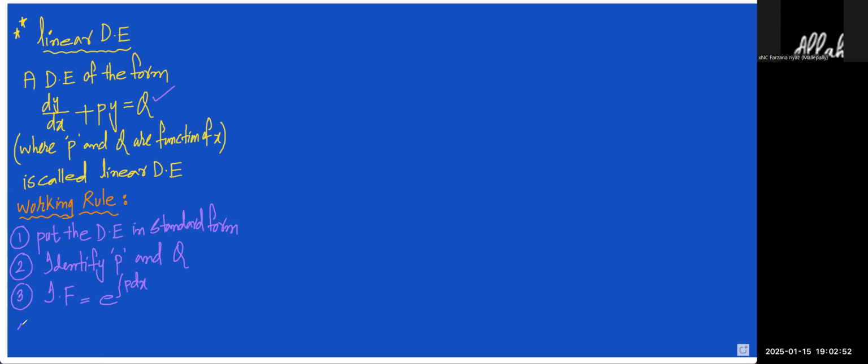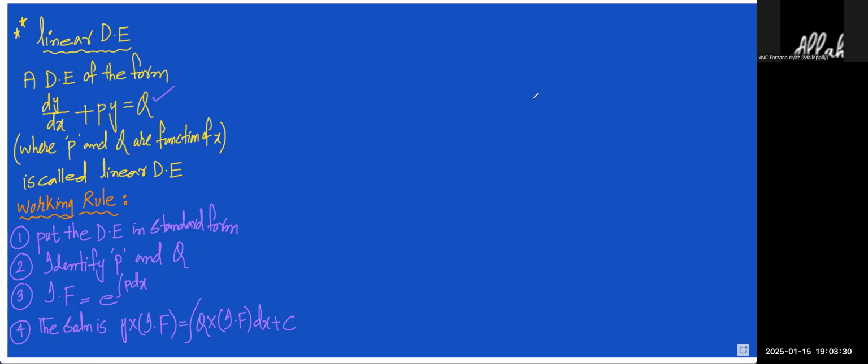After that, the fourth step is the solution. The solution is y into integrating factor is equal to integral of q into integrating factor dx plus c. So the first step is standard form, p value, q value we have to identify, integrating factor we have to find out and just put it in this formula.